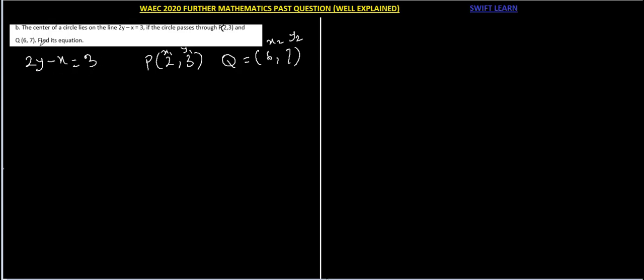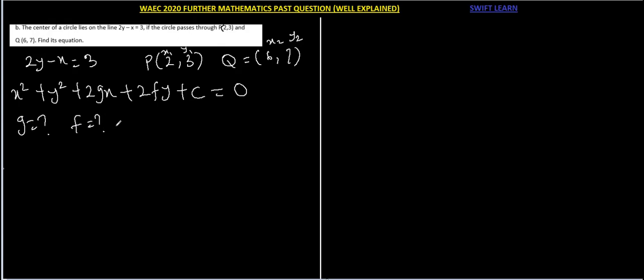Though it says you find the equation, this equation is the equation of the circle, and the equation of the circle is x squared plus y squared plus 2gx plus 2fy plus c equals to what? 0. So now we want to get this. Everything is perfect, but the only problem we have is to get g, f and c. That's our main problem. So how are we going to get g, f and c?